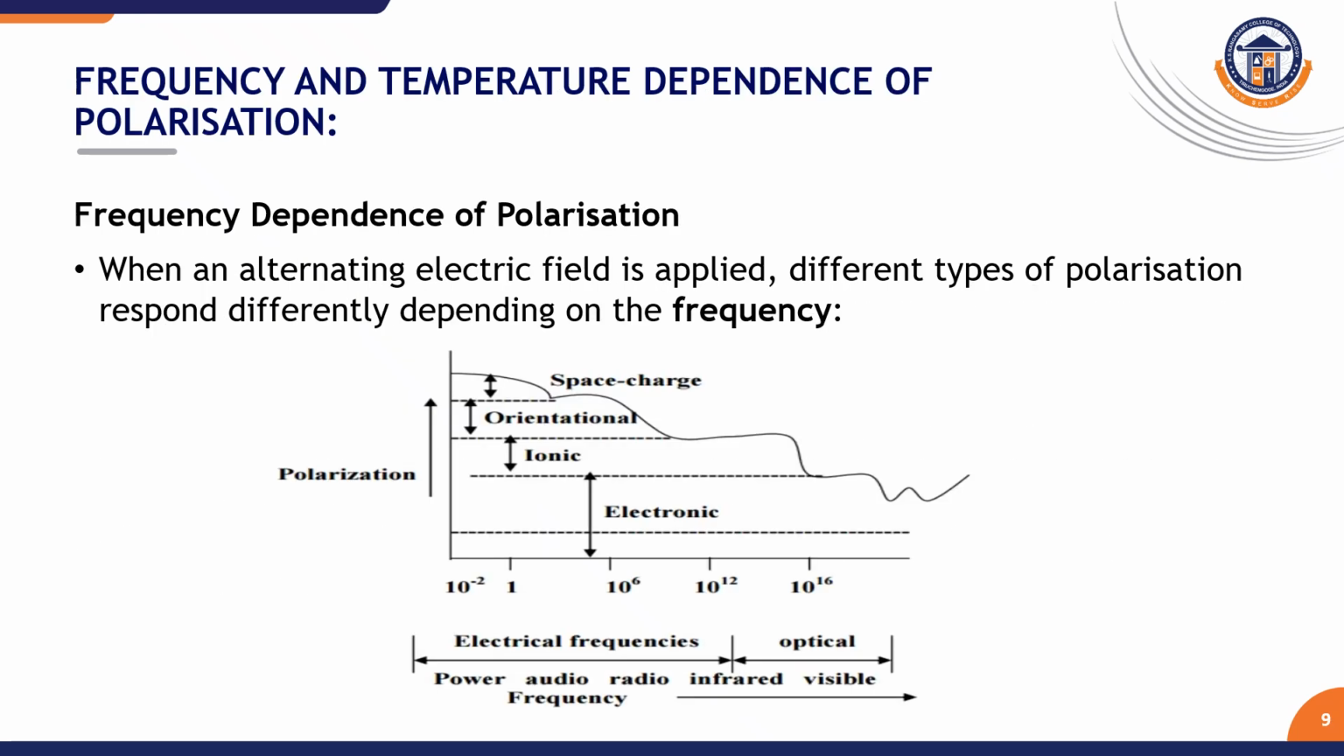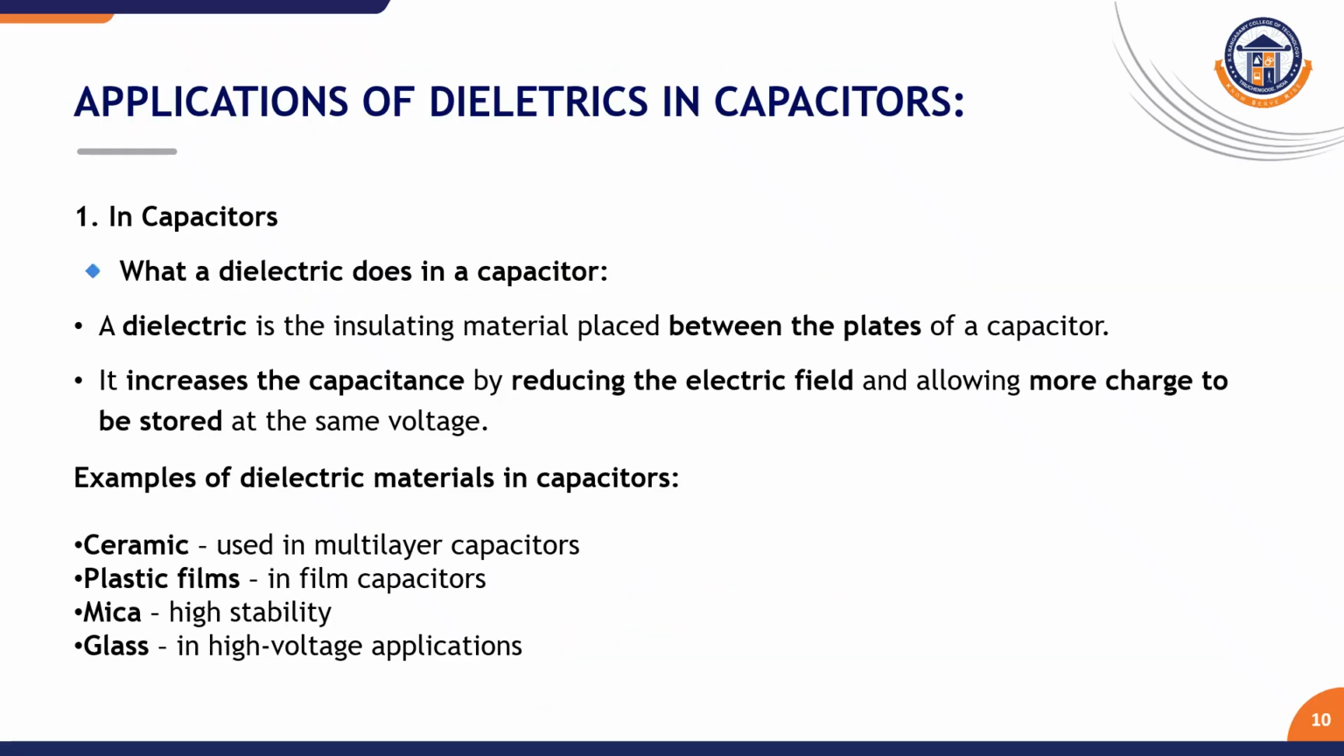Next one, frequency and temperature dependence of polarization. First, we will see the frequency dependence. As frequency increases, heavier polarizations like space charge and orientation cannot follow the alternating field and drop out. At very high frequencies, only electronic polarization remains. The next one, temperature dependence: temperature affects orientation and space charge polarization due to thermal motion. Electronic and ionic polarizations are temperature independent.